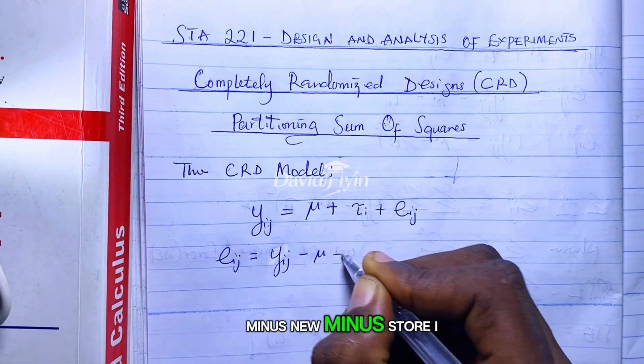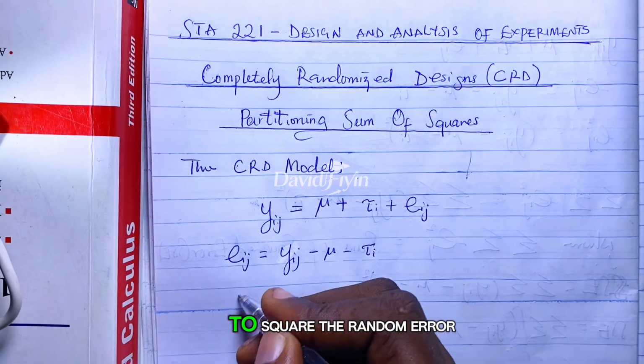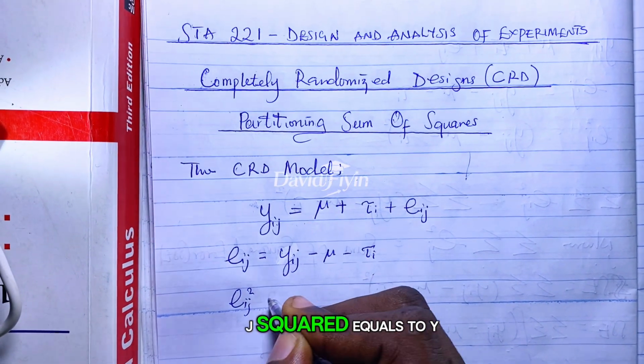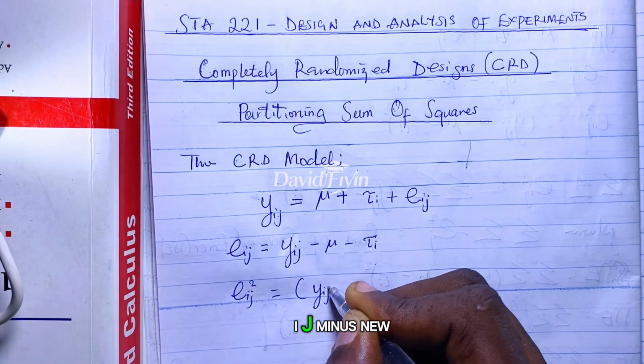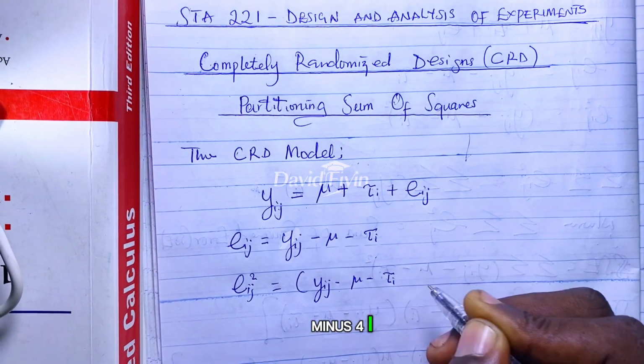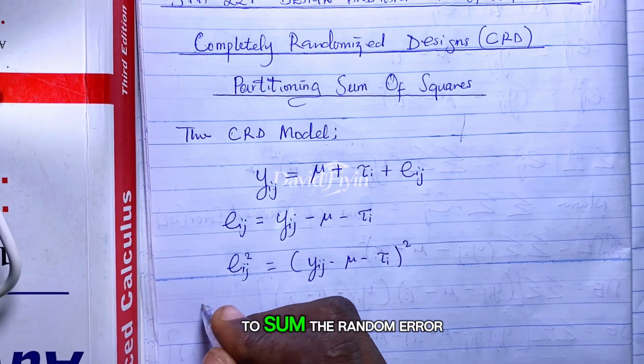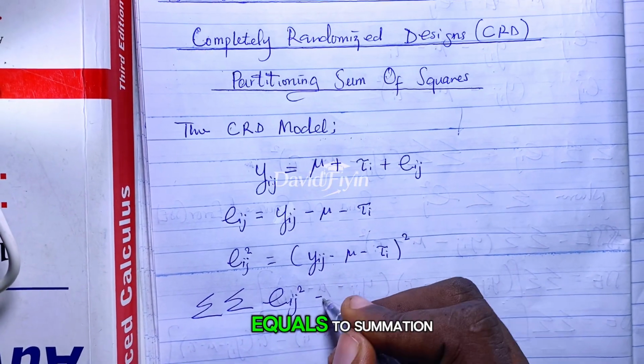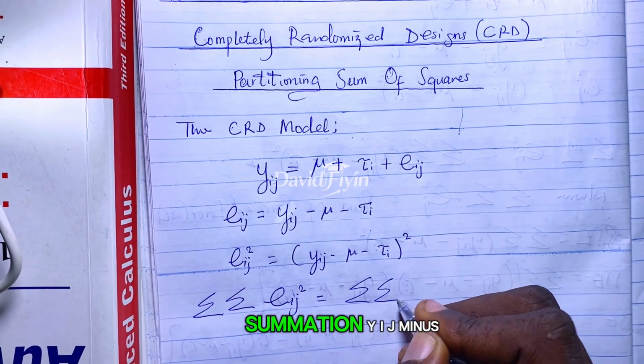Now we need to know that this is what we abbreviated, the same way we did in our last videos, as SSE, where the summation of Eij squared, i equals 1 to k, j equals 1 to n, is the sum of squared error. It is this sum of squared error that we are going to partition into the treatment sum of squares and the total sum of squares.